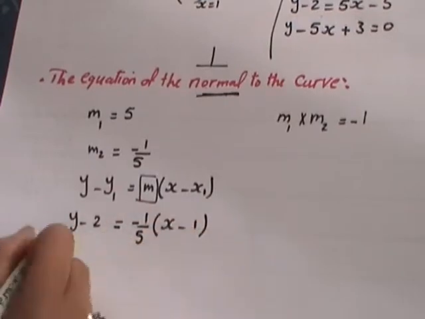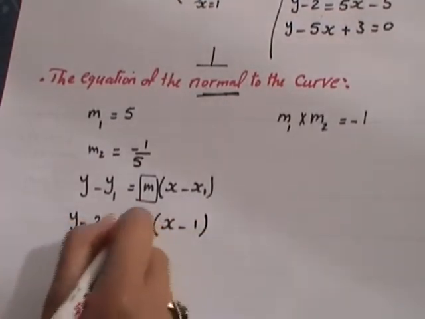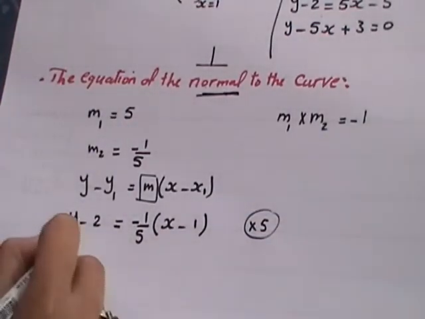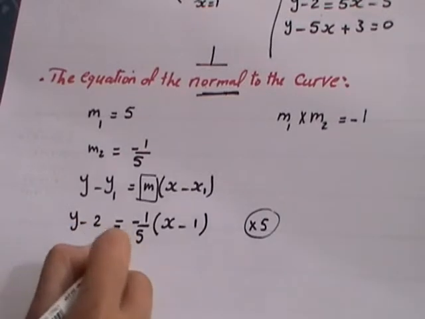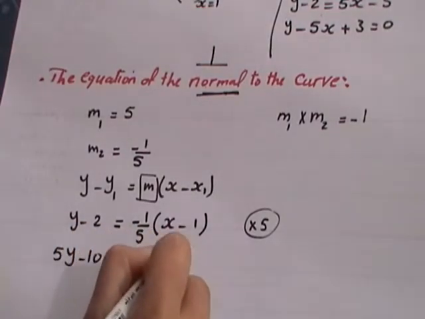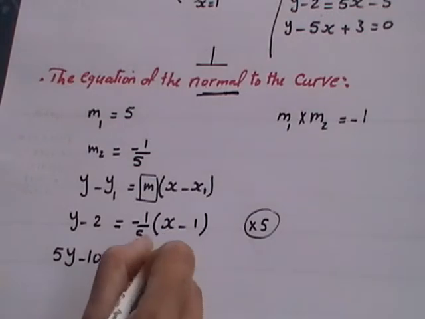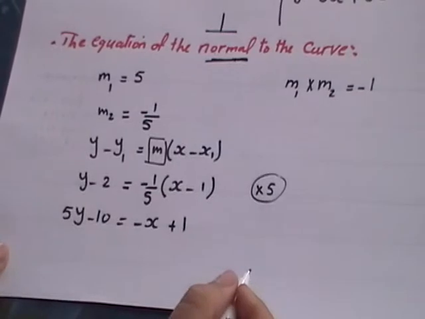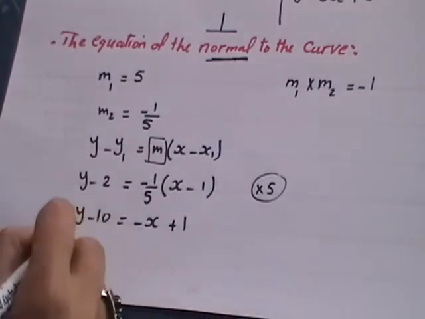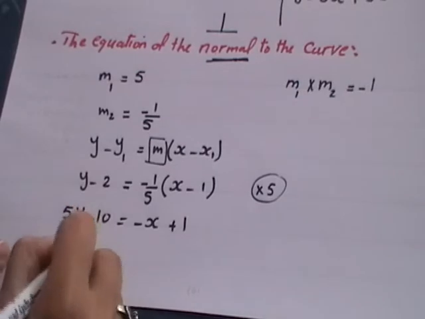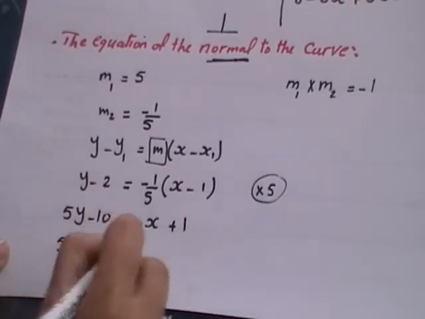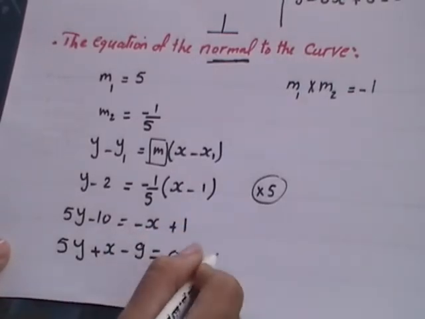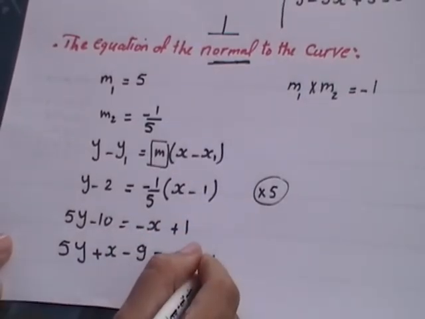We simplify this equation by multiplying all terms of the equation by 5. So 5y minus 10 will be equal to -x plus 1. -1 times x, and -1 times -1 will be +1. So the equation in its simplest form is 5y plus x minus 9 equals 0. This is the equation of the normal straight line to the curve.